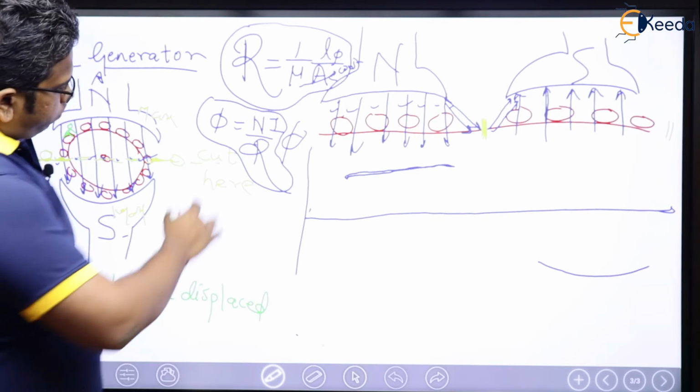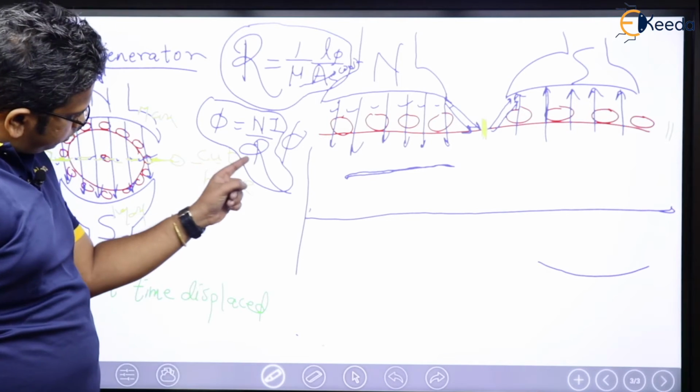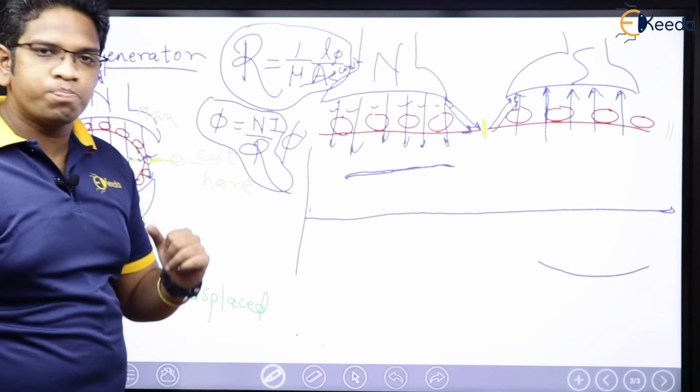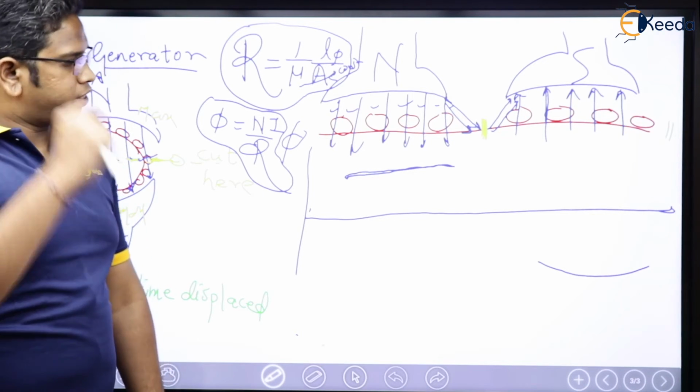This is flux. Flux phi is nothing but MMF upon reluctance, right? So if reluctance is constant, flux is going to be constant here. Similarly here also, flux is going to be constant. Now here is the thing.